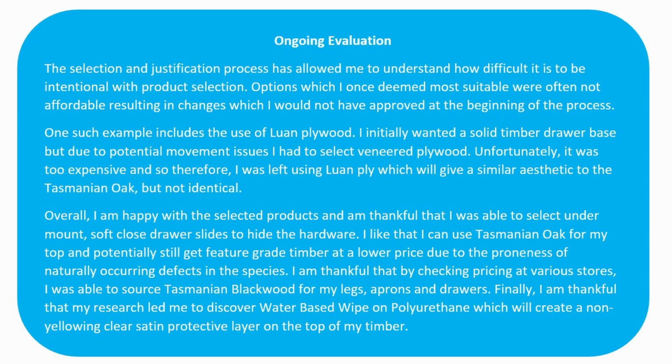The selection and justification process allowed me to understand how difficult it is to be intentional with product selection. Options which I once deemed most suitable were often not affordable, resulting in changes which I would not have approved at the beginning of the process. One such example includes the use of Luan ply. I initially wanted solid timber drawer bases, but due to potential movement issues, I had to select veneered plywood. Unfortunately, it was too expensive, and so therefore, I was left using Luan ply, which gives a similar aesthetic to the Tasmanian oak, but not identical.